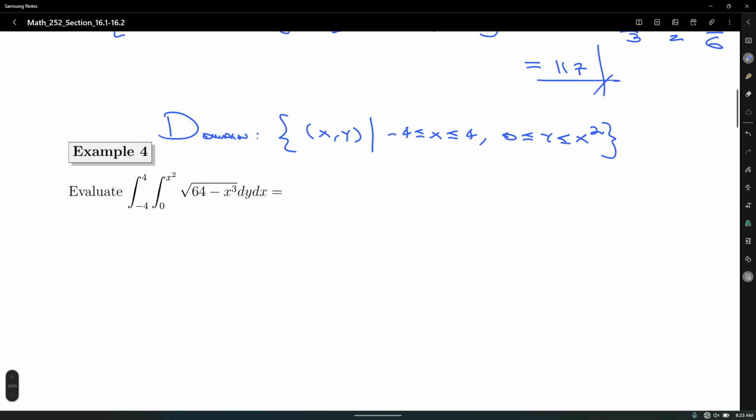Okay, so I believe we're ready to integrate this function with respect to y. Notice how the integrand only depends on one single variable, which is x. So it's a constant with respect to y, right? So the integral of this constant with respect to y will be the constant times the variable, which in this case is y. That is the integral from -4 to 4 of the constant square root of 64 minus x cubed times y. Evaluate that between 0 and x squared. Don't forget the dx. Okay?